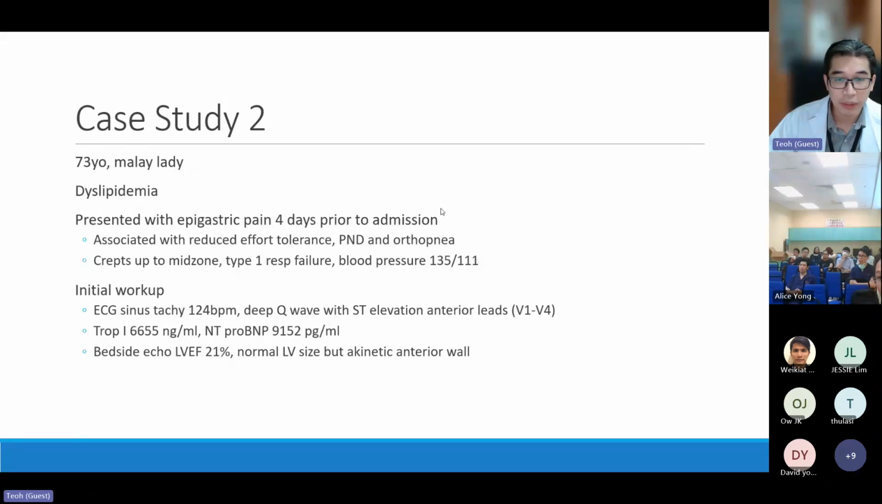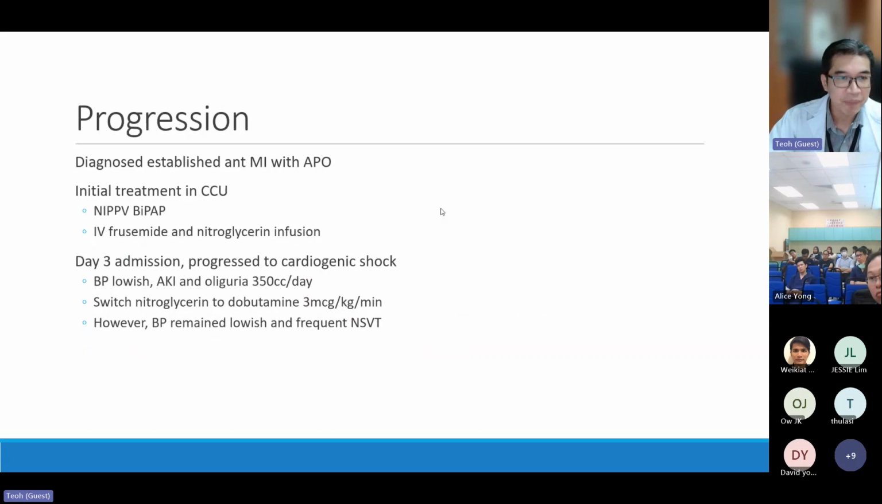Normal left ventricle size, but the LAD territory already looks infarcted, akinetic in the wall. So based on the history, you know that this is a patient with an established anterior MI, and most likely the LAD territory is already impacted. Now she came to you with heart failure, purely heart failure. I don't think you can go in to do primary PCI because it's really a 4-day duration, so you can't really improve the myocardium.